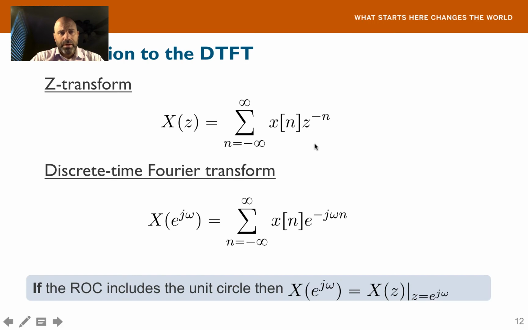So to summarize, the z-transform is the sum from minus infinity to infinity of x of n z to the minus n. We write that as X of z. The discrete time Fourier transform is X of e to the j omega, the sum from n equals minus infinity to infinity of x of n e to the minus j omega n. If the region of convergence includes the unit circle, then X of e to the j omega equals X of z at z equals e to the j omega.